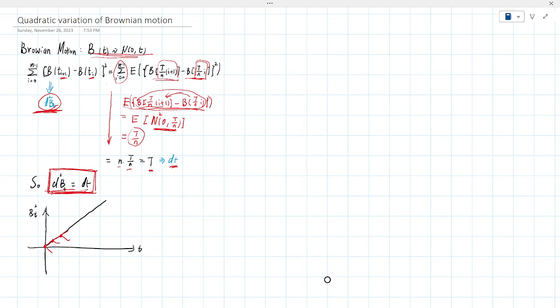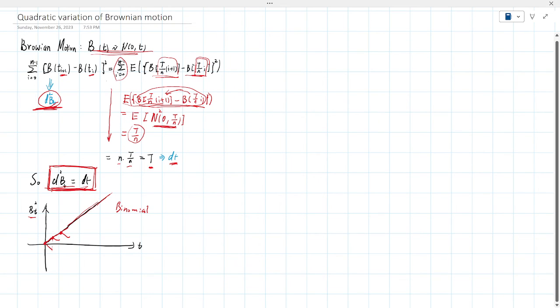For me, intuitively speaking, I can imagine the Bt squared. If you take the expectation of Bt squared, it will always be like a straight line like that. Because you're just going to go either up or down. You can think of it like a binomial. In this binomial, you flip a coin, go up or down. This can be described with Brownian motion.